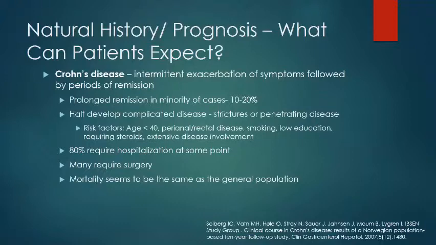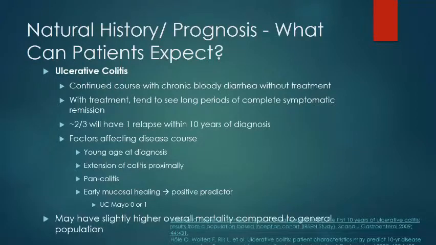80% of these patients will require hospitalization, and many require surgery. I've seen up to 60% with Crohn's disease. But the mortality still seems to be similar to the general population. That's, I think, important for these patients to know, whereas UC is probably going to be similar to the general population, but maybe slightly more mortality.